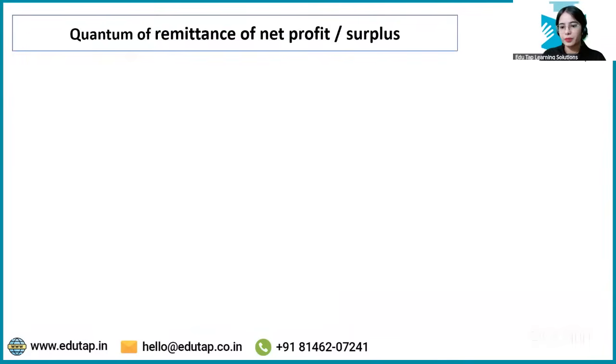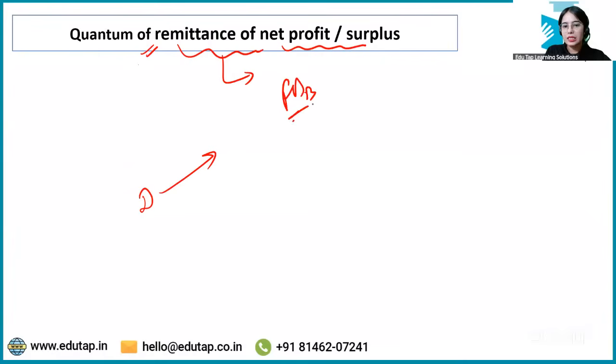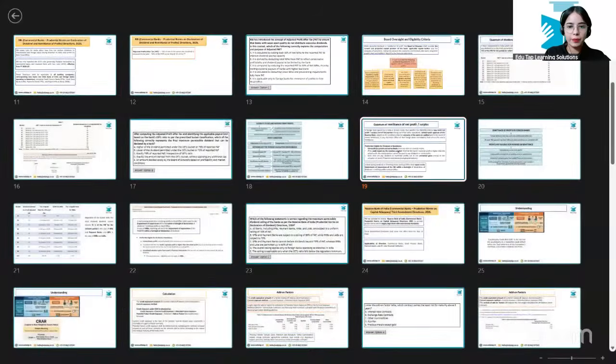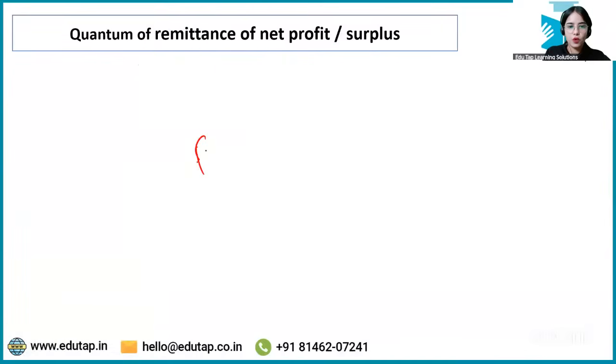Any confusion, anyone? Chalo. Now we are coming towards the end of this particular article. Quantum of remittance. So we have discussed the dividend payout. Now coming to the remittance of the net profit or surplus. Remittance by the foreign bank branches: the foreign bank branches that are in India can remit the profit to their own country.